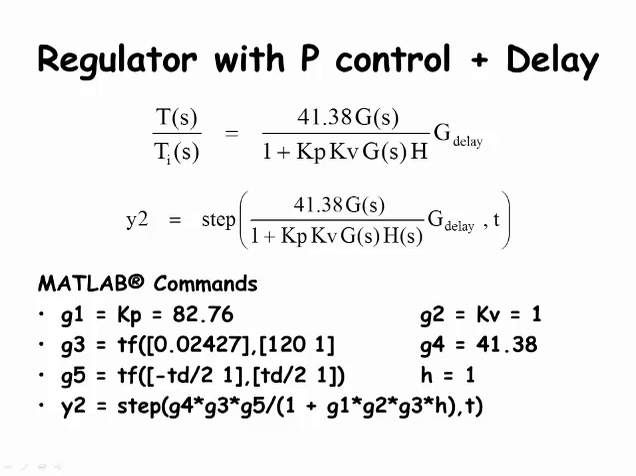The last MATLAB command fills the array Y2 with the response of the transfer function described by G4 times G3 times G5 over 1 plus G1 times G2 times G3 times H. The time array is given by T.